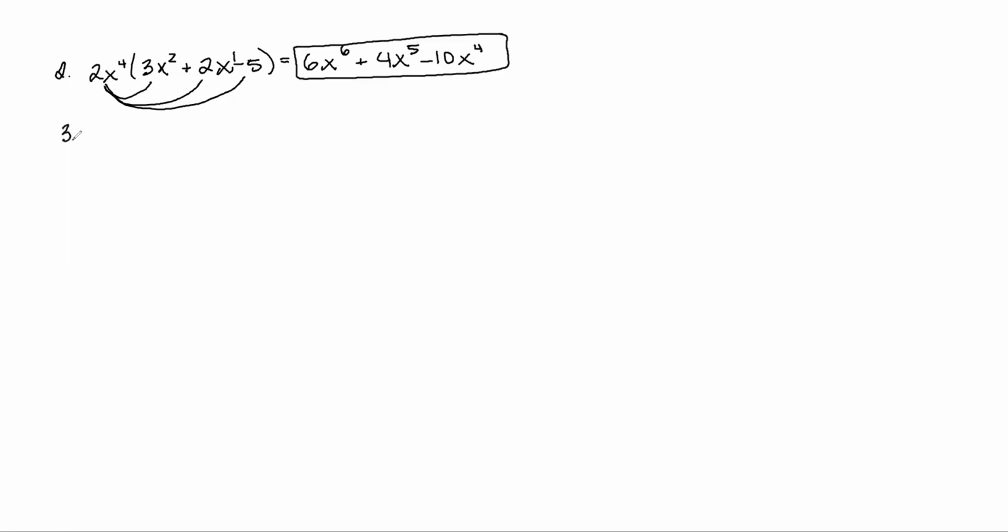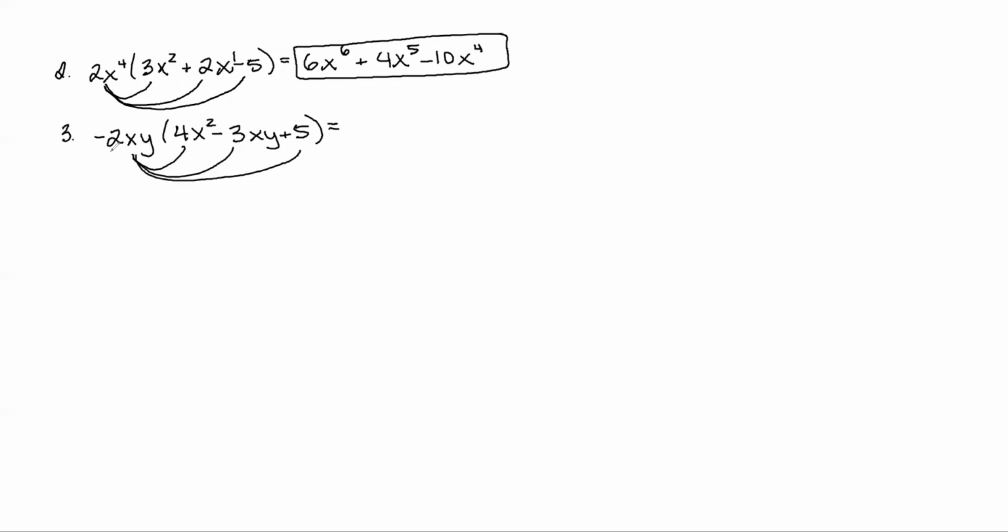All right, just a couple more of these. Let's go ahead and just do one more actually. Let's do negative 2xy times 4x squared minus 3xy plus 5. This one has multiple variables, but we're still going to multiply the same. We're going to distribute.